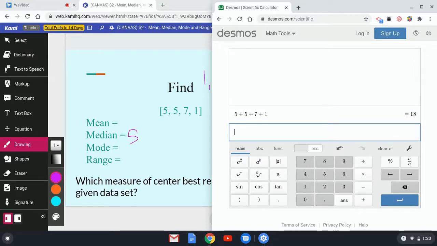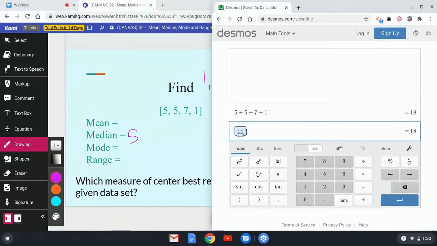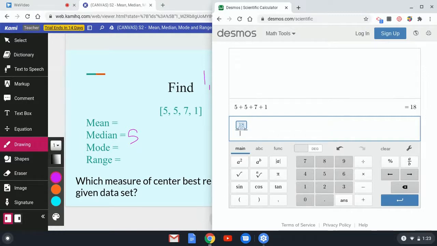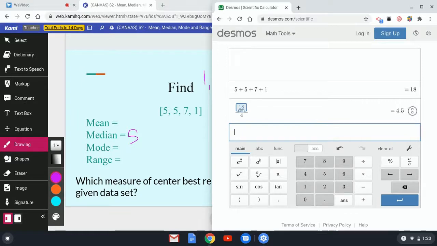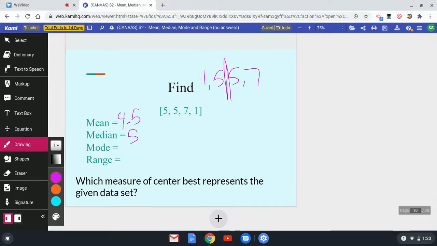I find the calculator to be a little faster, especially when I'm not testing to see if you know how to add. I'm testing if you know how to find these, right? Add and divide. So I added them up. Divide by 4. And I get 4.5 for my mean. Add and divide for the mean. The mode is the one that appears the most. And the range is the difference between.